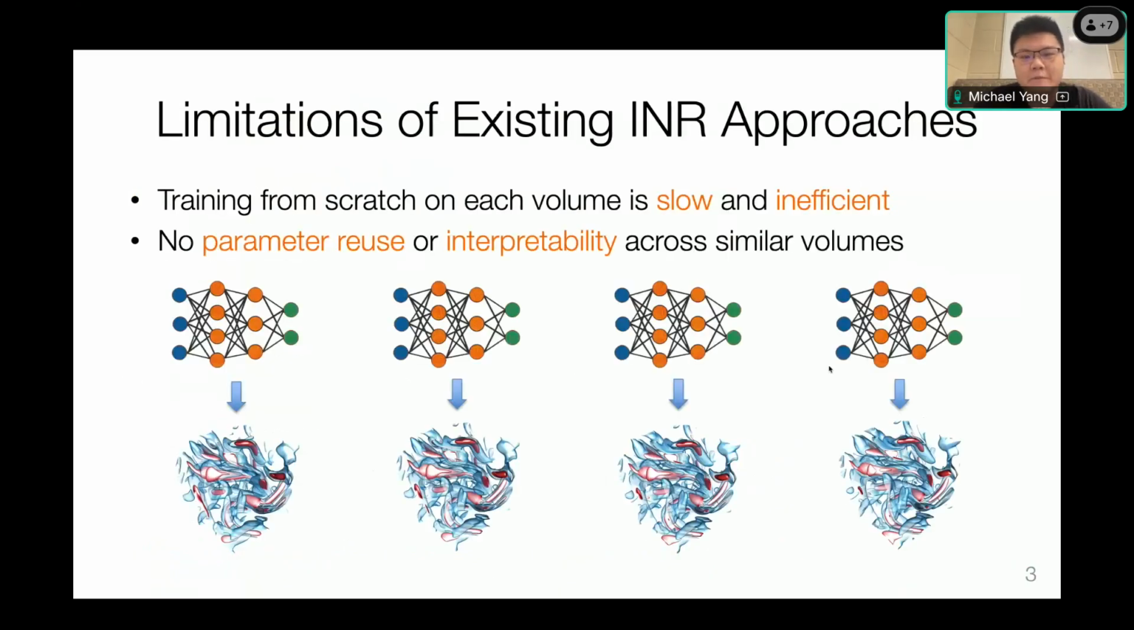So this inefficiency becomes a bottleneck for large time-varying or ensemble datasets where many volumes share similar structures, but still require their own separate training for each frame. And there's limited parameter interpretability or reuse. To address this, we propose Meta-INR, a meta-learning approach that enables fast adaptation and enhanced interpretability for encoding volumes.